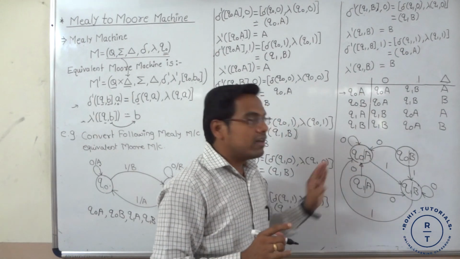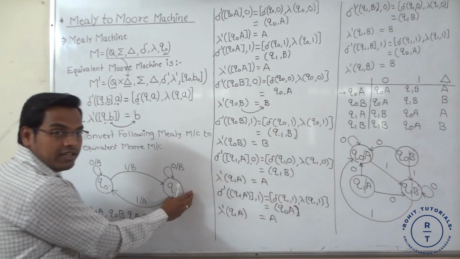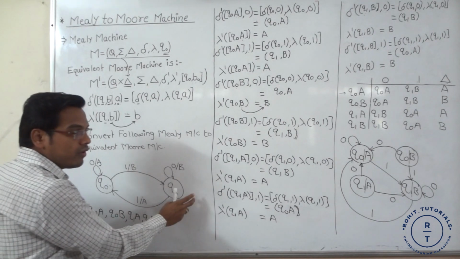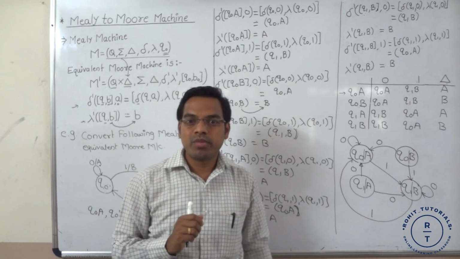So this is the conversion of Mealy machine to Moore machine. This is the Mealy machine. The equivalent Moore machine for this Mealy machine is this. I hope you understood this problem. Thank you.